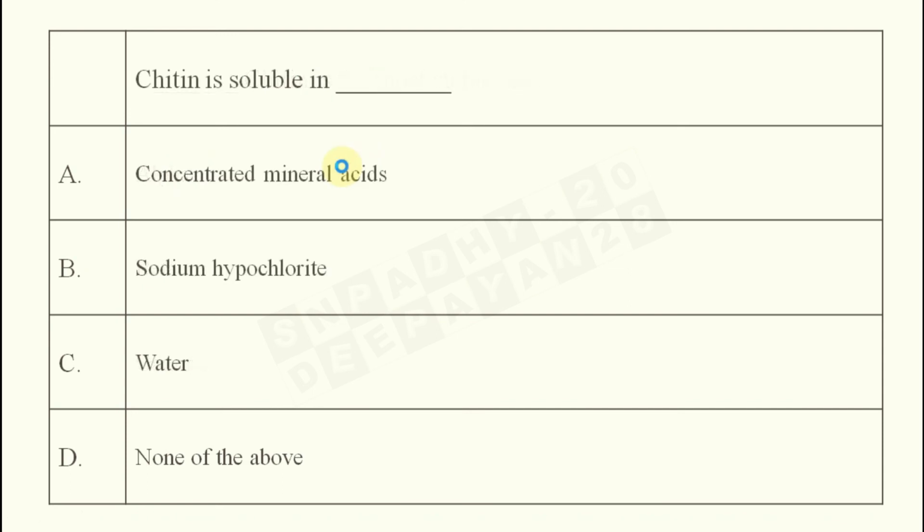Then chitin is soluble in what? You see, chitin is insoluble in so many things. It may be water, alcohol, organic solvents, dilute acids and concentrated alkalis. But it is only soluble in two things. What are those? One is concentrated mineral acids, another one is sodium hypochlorite. Sodium hypochlorite is the most recommended one. So the answer will be both A and B. Very, very important. Chitin is soluble in both concentrated mineral acids and sodium hypochlorite, but sodium hypochlorite is the most important one.